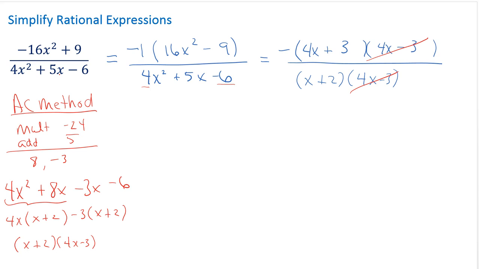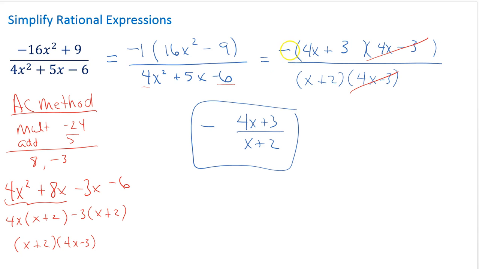It has to be a product instead of addition and subtraction. So 4x minus 3 cancels with 4x minus 3. That leaves me with negative out front, 4x plus 3 over x plus 2. That is an appropriate answer.